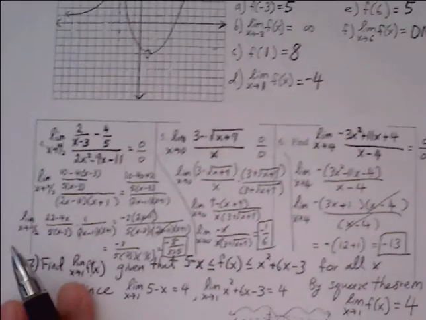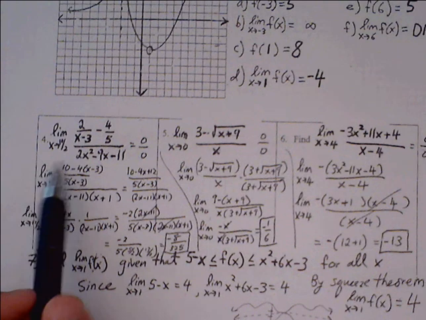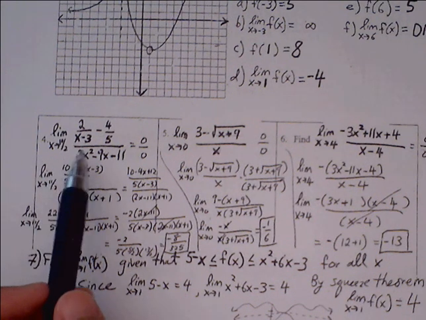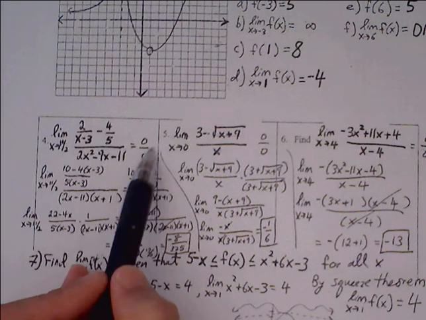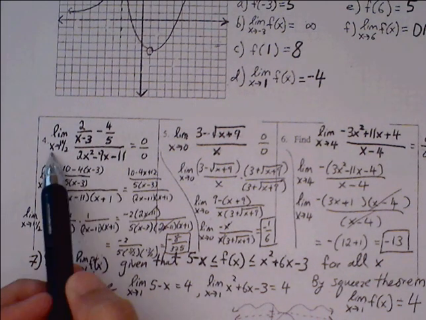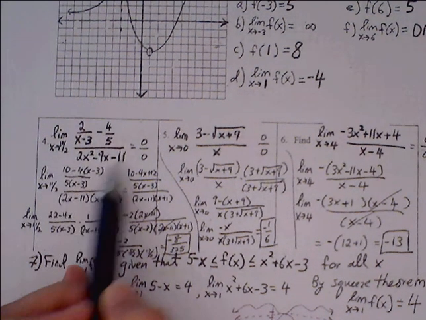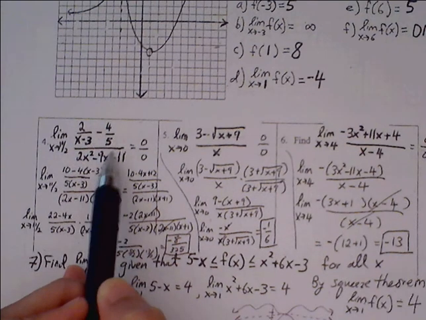Okay, let's continue with the rest of algebraically finding limits. So for number 4, the first thing we should always do if we're trying to evaluate a limit algebraically is plug in and see if we get a real number. So if we plug in and get a real number, then there's nothing more that we need to do. That's going to be our answer.